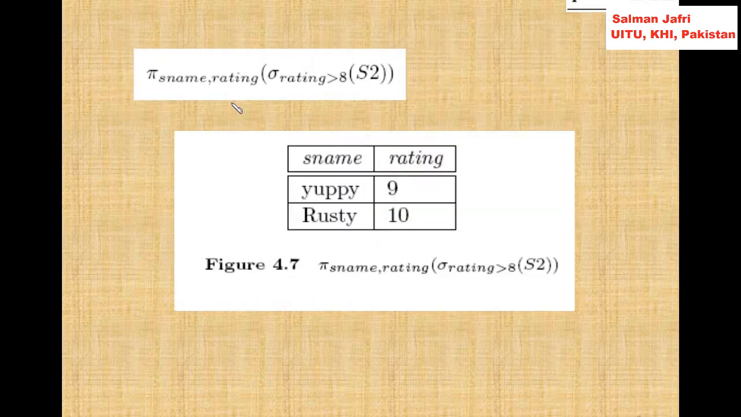So in this instance, what are we doing? We are first selecting all the rows in which rating is greater than 8, and from that result we are projecting the sailor name and rating. So remember what was the result of this? 2 complete rows. So from those 2 complete rows we are just projecting the sailor name and rating. So this is basically the answer.